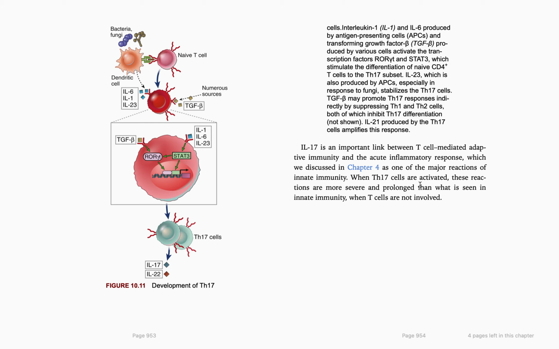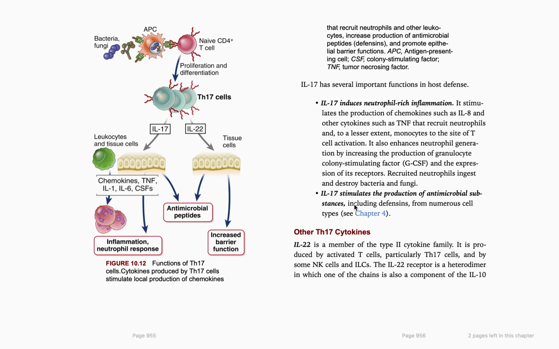When T helper 17 cells are activated, these reactions are more severe and prolonged than what is seen in innate immunity when T cells are not involved. So we'll see this one, the structure again, figure 10-12. This is the function of the T helper 17 cell.